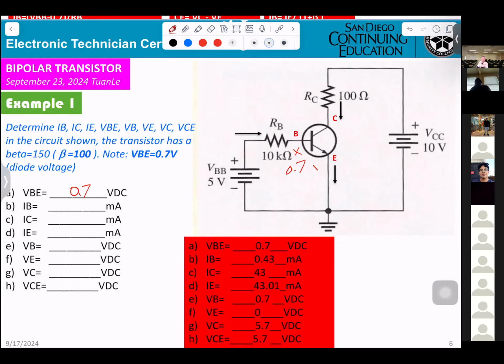Okay, so now the next, you can calculate the IB. Okay, I can give you a little help here. If you draw the loop current, first thing you hit 5 volt, minus 5. And you add the voltage here, VRB.